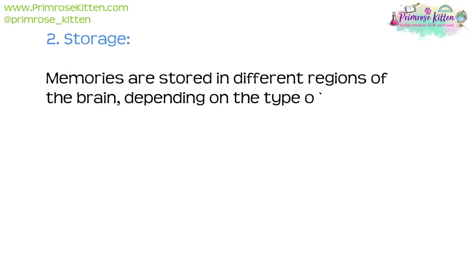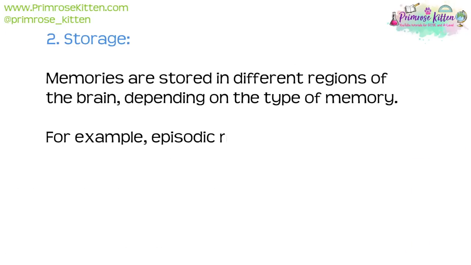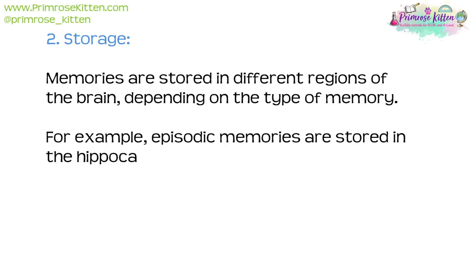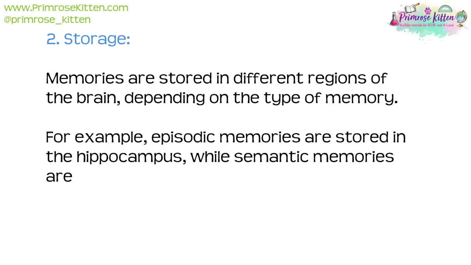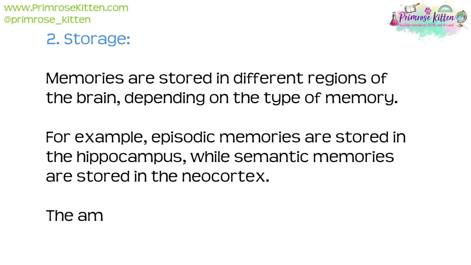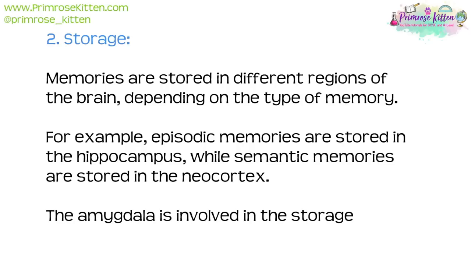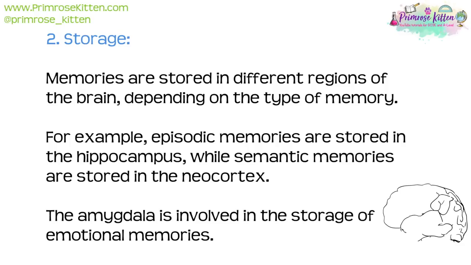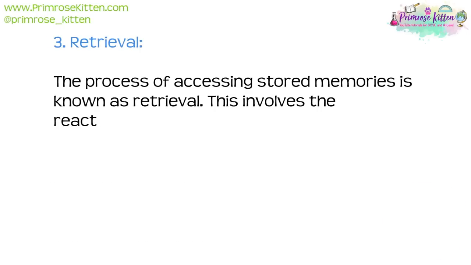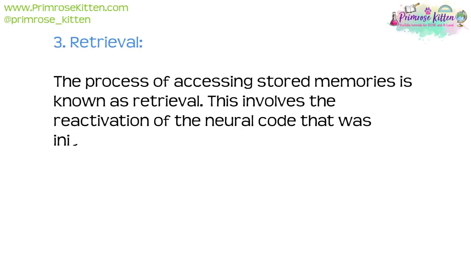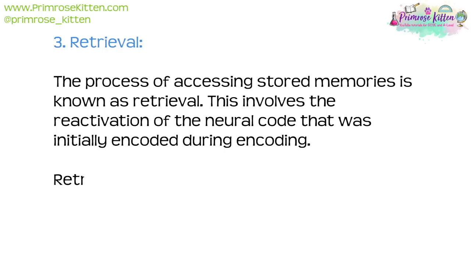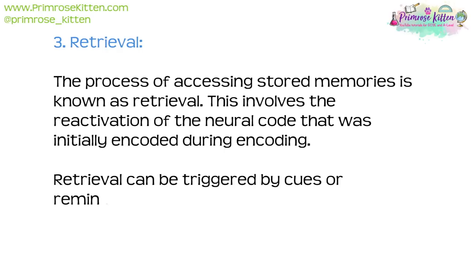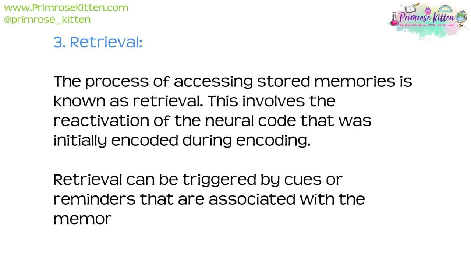Step 2, storage. Memories are stored in different regions of the brain, depending on the type of memory. For example, episodic memories are stored in the hippocampus, while semantic memories are stored in the neocortex. The amygdala is involved in the storage of emotional memories. Step 3, retrieval. The process of accessing stored memories is known as retrieval. This involves the reactivation of the neural code that was initially encoded during encoding. Retrieval can be triggered by cues or reminders that are associated with the memory.